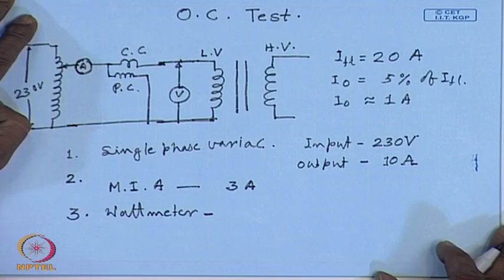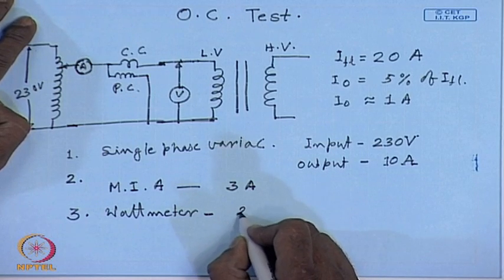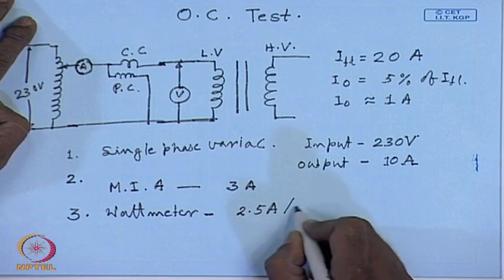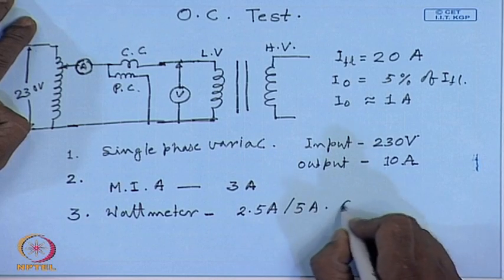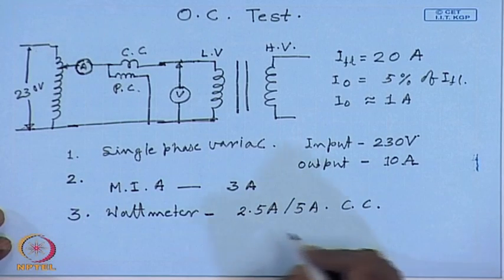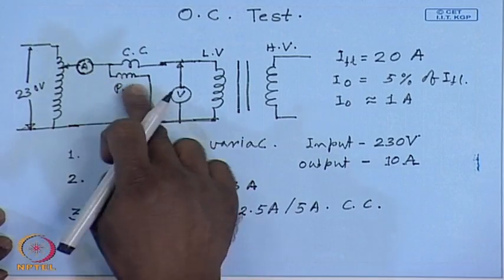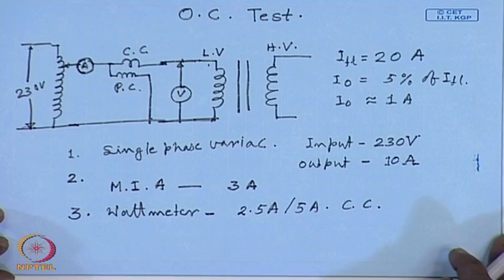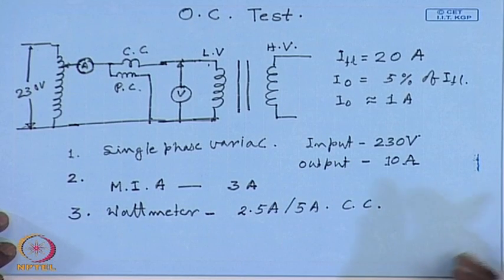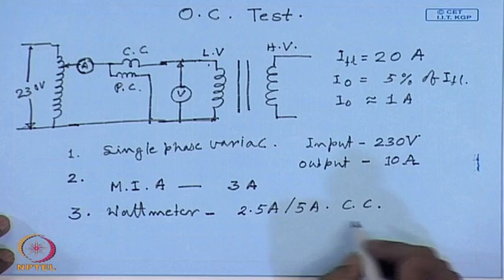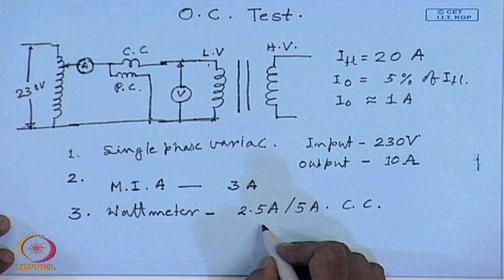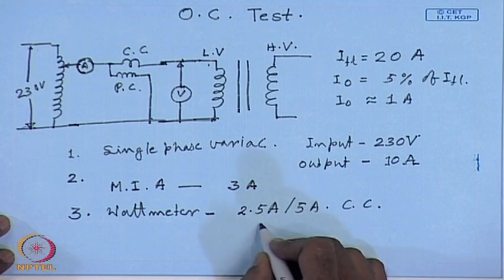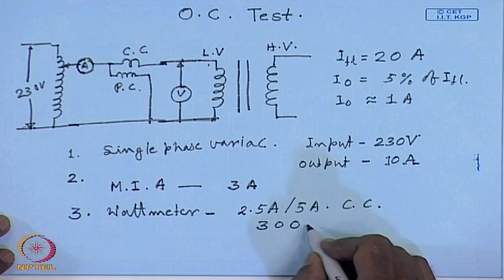However, it is difficult to get such a wattmeter. So, let us choose either a 2.5 ampere if available, or a 5 ampere rating for the current coil. For the potential coil though, the applied voltage here is the same as the rated voltage of the LV side, which is 200 volt in this case. So, we will have to choose a wattmeter whose potential coil is rated at least at 200 volts; it should be more. So, we choose a wattmeter with a potential coil rating of, let us say, 300 volts.